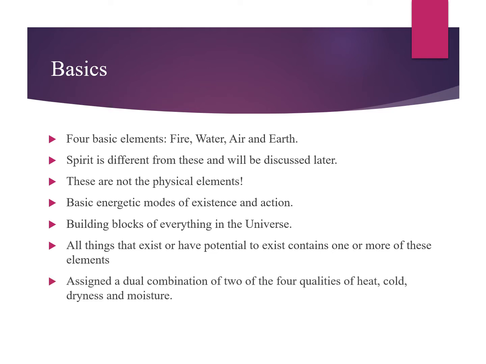So the four elements, fire, water, air, and earth, are assigned a dual combination of two of the four qualities of heat, cold, dryness, and moisture. So heat and cold, you can consider a pair. Dryness and moisture, you can consider a pair. And each element is assigned one of the pair from each of those sets.